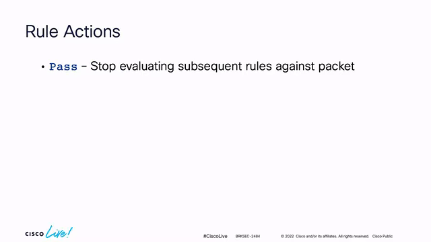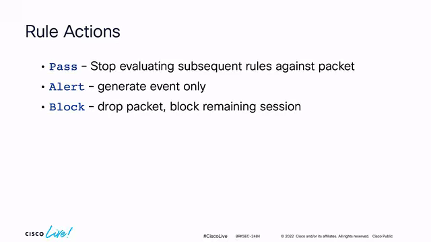Rule actions, okay? So let's talk about those. So pass is the same in Snort 3 as it was in Snort 2. Now, one of the things in the UI is you get to use all these rule actions in the UI in Snort 3. In Snort 2, you didn't. You had drop and generate or generate, that's it. Here, you can actually use all these rule actions in the UI on the FMC. Alert, generate the event. Block, drop the packet, block the remaining session. Block in Snort 3 is the same thing as drop in Snort 2.